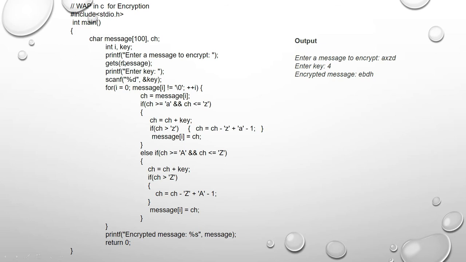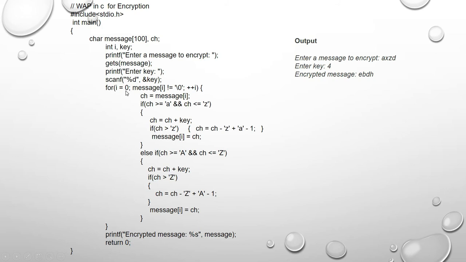In the printf statement you are accepting the encryption message, and by gets(message) you are accepting the data into your message variable. After entering the data into the message variable, the key should be asked from the user. The key is an integer variable, meaning from which position you have to encrypt the data, and that should be assigned to the key variable.